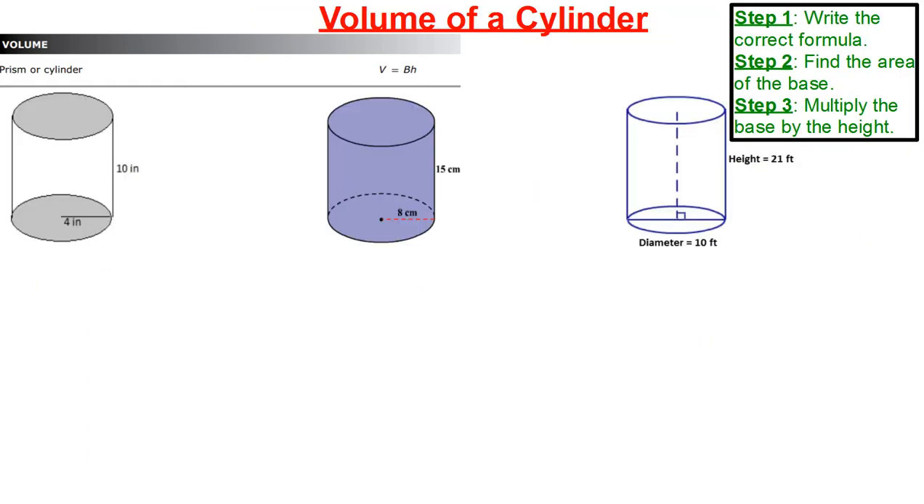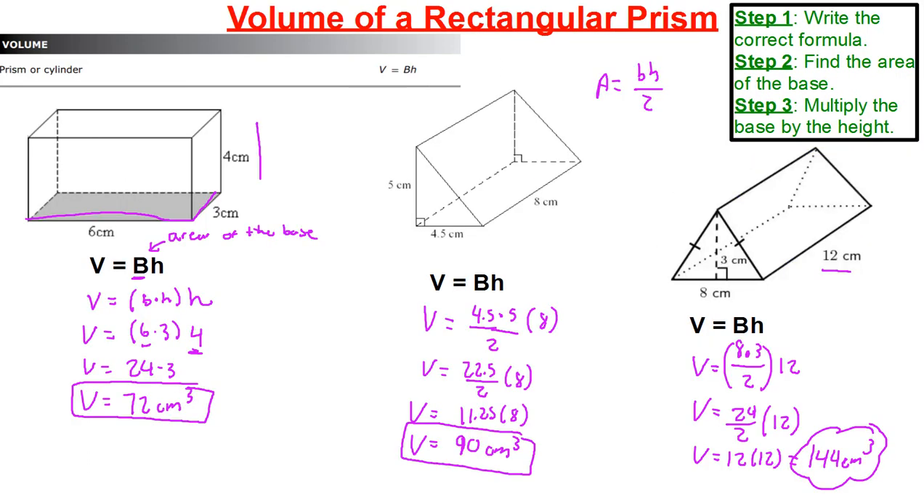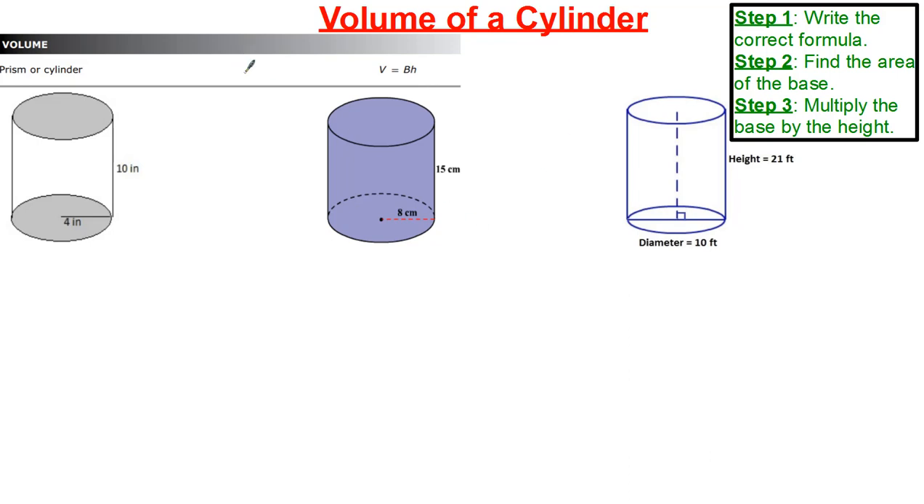Actually, I skipped one. Okay, there we go. Actually, we're just going to go ahead and go to cylinders. So the formula for the volume of a cylinder, the volume is equal to, once again, base times height. What you have to understand is that the base is a circle, so we need the area of the base. So we're going to need the formula for the area of a circle.